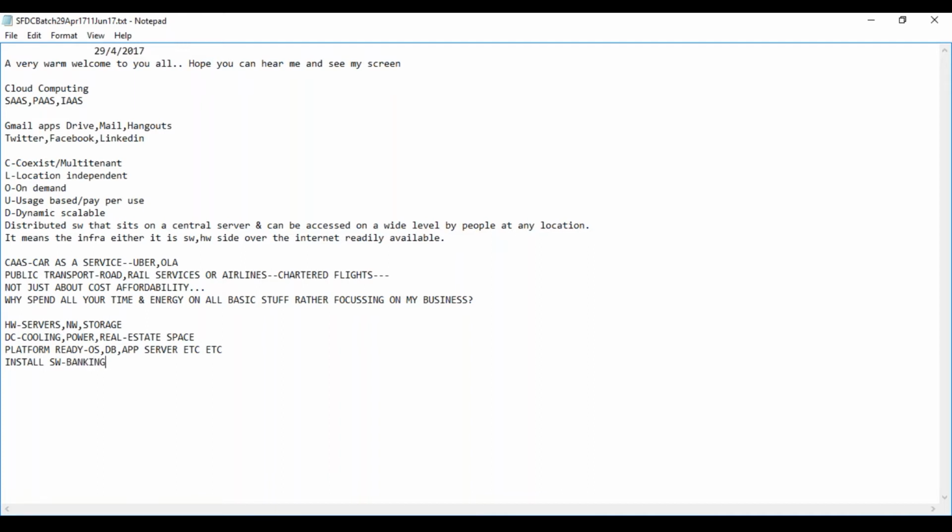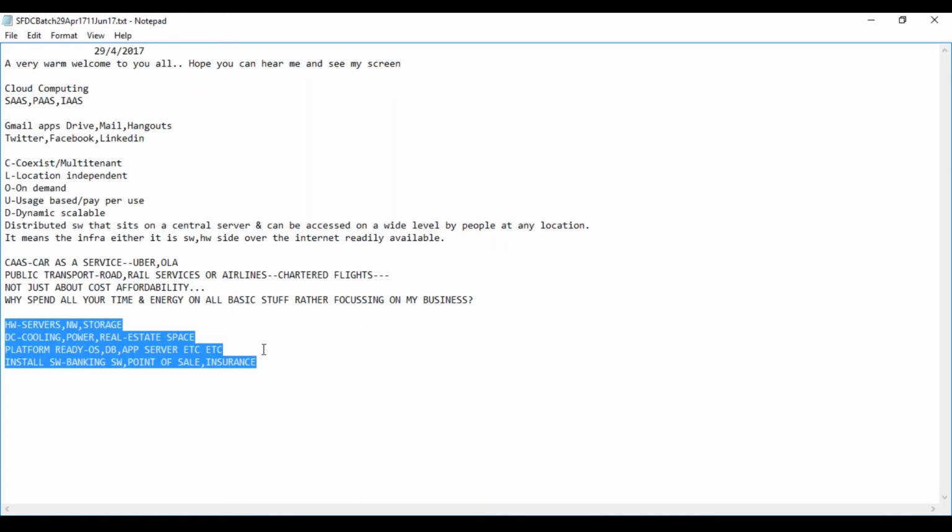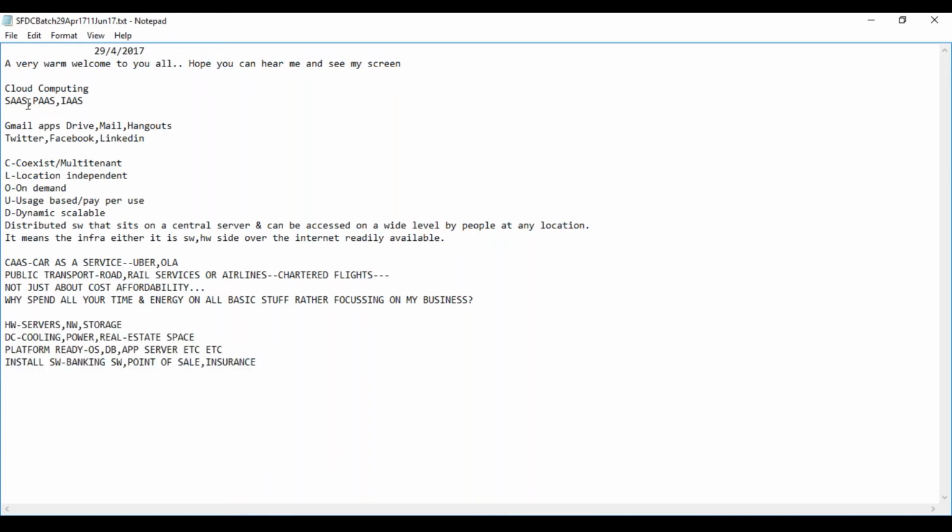So if you are a banking customer, so you will have to install a banking software like a Finacle, right? Or if you are a retail, then point of sale software, right? Or if you are an insurance, then insurance related software, right? So all this you had to take care in the traditional old systems, which is gone now with cloud computing, right? It is available to you when you need it. You just need to subscribe the service, right?